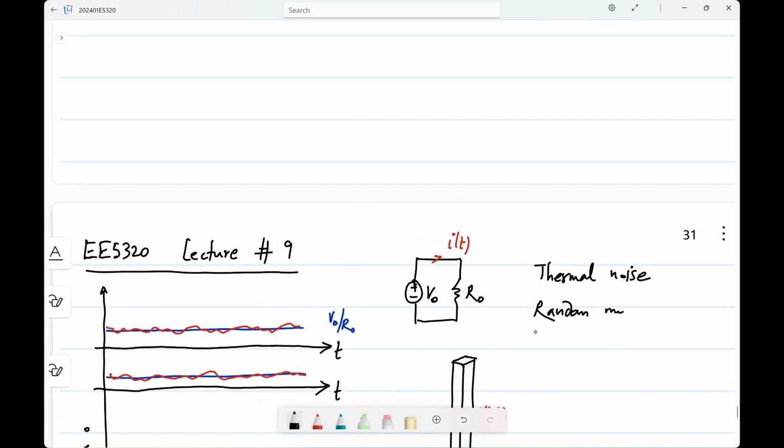This is the random motion of electrons due to their thermal energy.